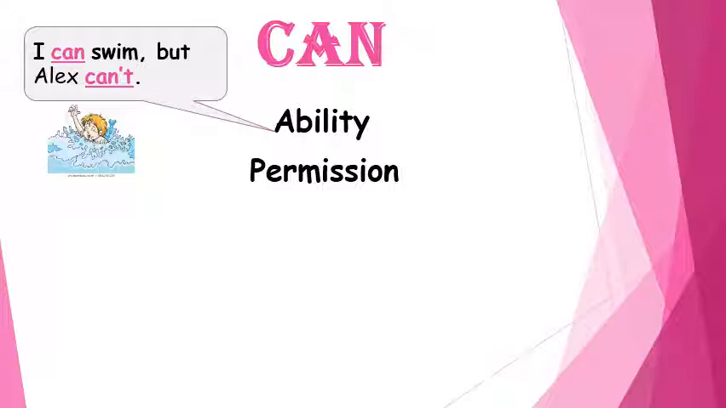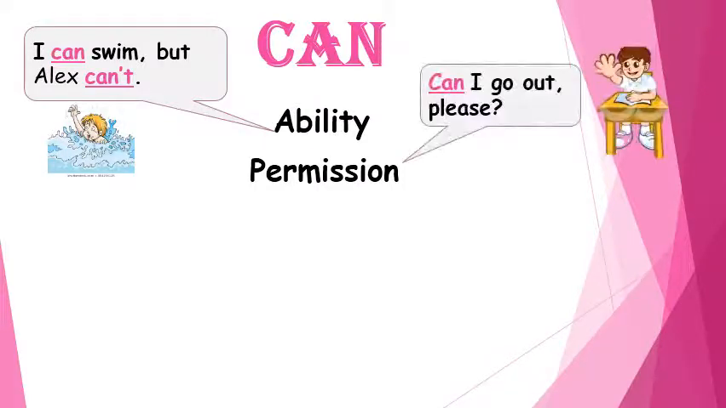Permission: we can also use can to ask for permission or give permission. Can I go out please? So the student in this sentence is asking his teacher to go out. He's asking for permission to go out.